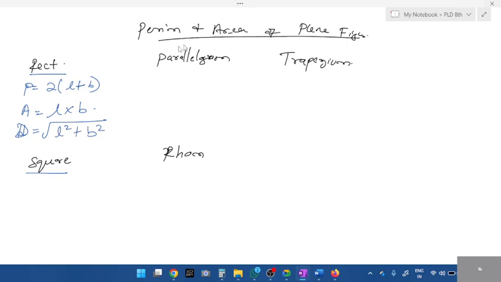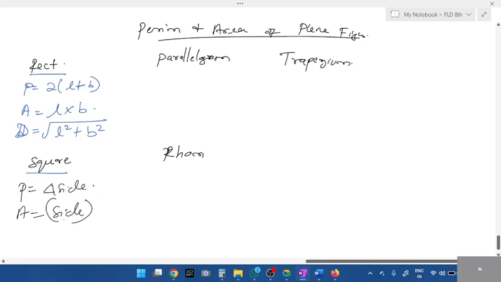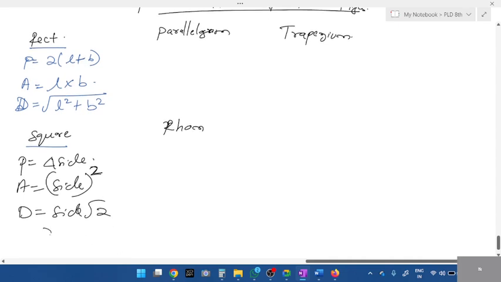Now tell me for square, perimeter, 4 into side. Area, side square. Don't write side into side; for a few questions, you get confused. Side square. Diagonal, side into root 2. What is root 2 value? Very good. Root 2 is 1.414. Good, you all are remembering all these things.